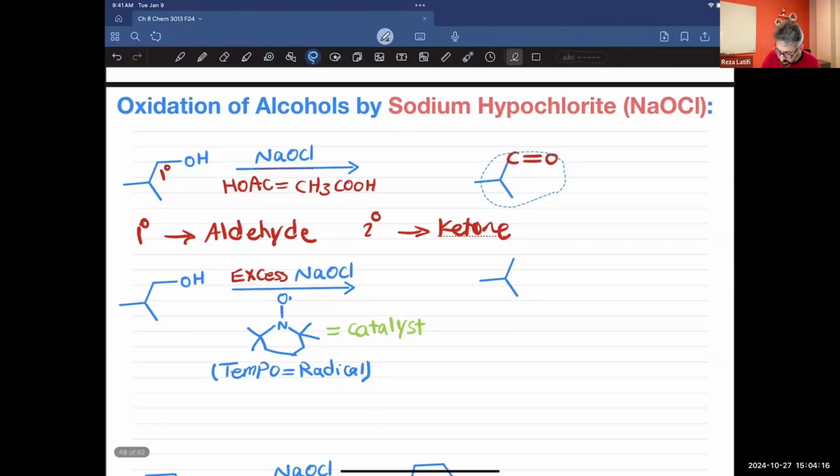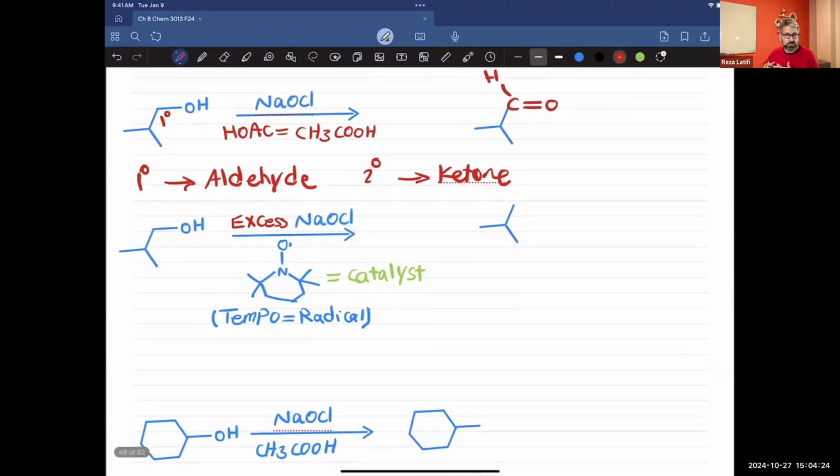Put this one here, and we will have hydrogen there. And this is going to be our final product. Now, what will happen if we push the reaction? How? By using a catalyst like TEMPO. TEMPO is a radical. It's going to speed the reaction, and the reaction will go further, okay?